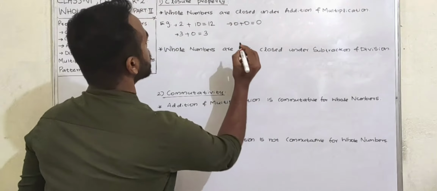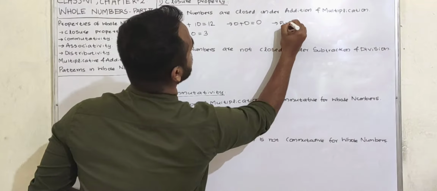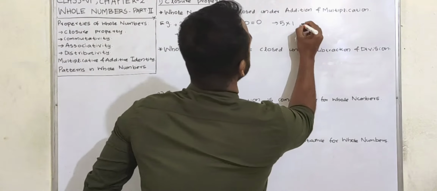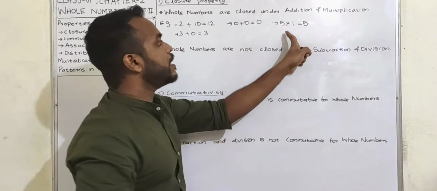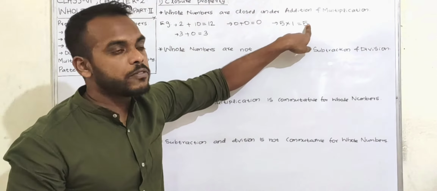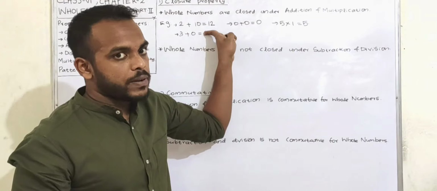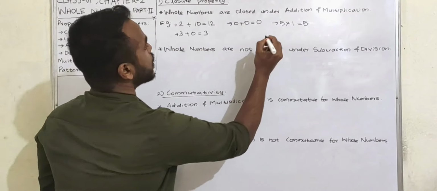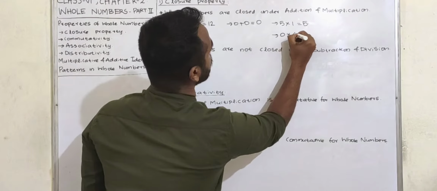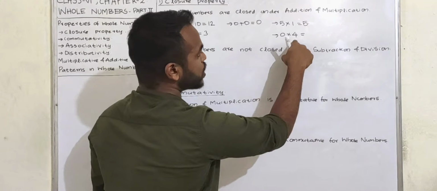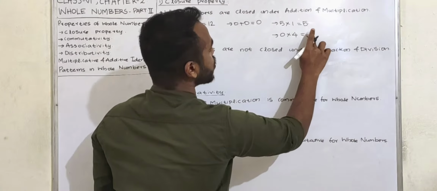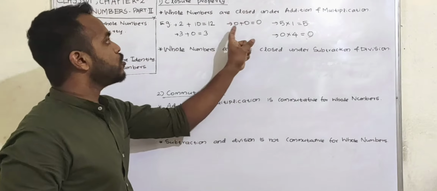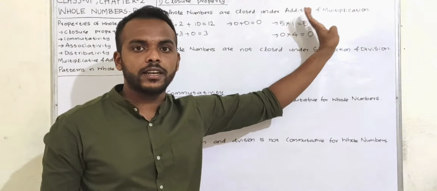Let's see an example. 5 into 1. What is the answer? 5 is a whole number, of course. 1 is another whole number. We should get 5. Since 5 is a whole number, we can say whole numbers are closed under multiplication as well. Another example, 0 times 4. 0 is a whole number, 4 is another whole number. The resultant, of course, 0 into 4 is 0. So the resultant is also a whole number. So we can say whole numbers are closed under addition and multiplication.